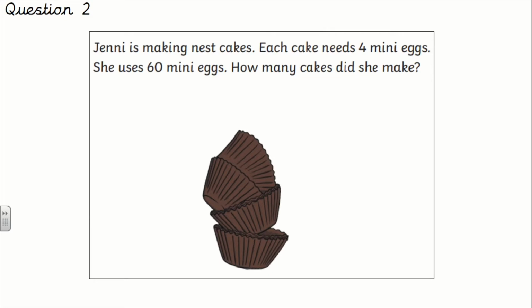Okay, on to question 2 then. So, Jenny is making nest cakes. Each cake needs 4 mini eggs. She uses 60 mini eggs. How many cakes did she make? Let's have a look at it.